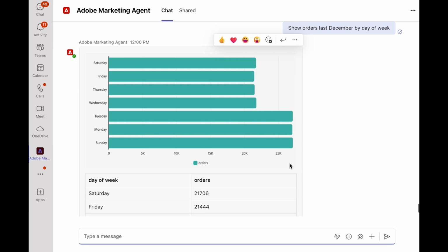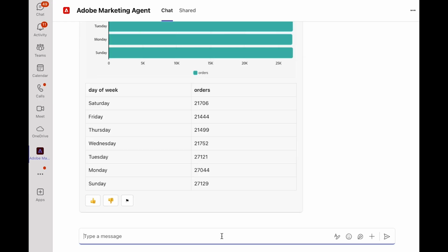And here's the result: a bar chart showing orders by day of week for December. I can see right away that Monday, Tuesday, and Sunday stand out as the highest volume days. Now let's follow that up. I'd like to break those December orders down by store.